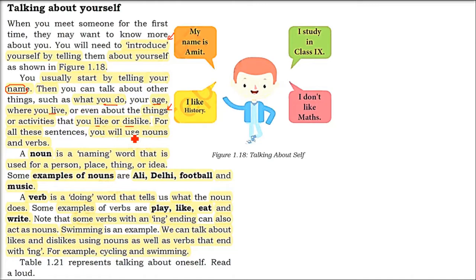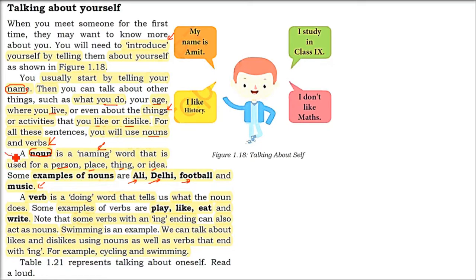And in all these sentences, you'll use nouns or verbs. Only nouns and verbs. The noun, as we already said, is a naming word: name, place, animal, thing, or an idea. For example, the nouns we can use are Ali, Delhi, football, music. Ali is the name, Delhi is the place name, football is a thing, and music is an idea or an interest.